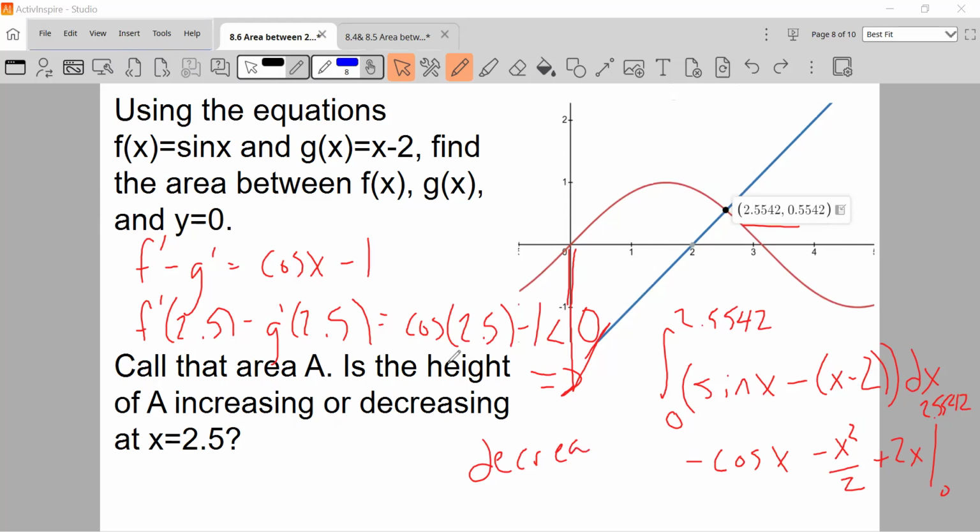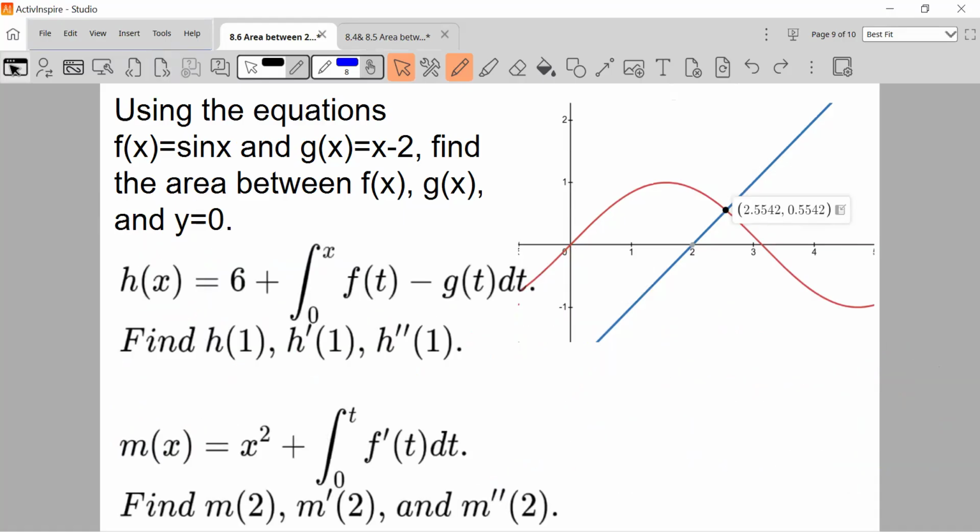I like on problems like this to actually look at the drawing and ask, does it look like it's getting smaller? And then use the math to back it up. Again, seeing that key phrase of increasing or decreasing. All right, let's get a little bit more weird. Okay, so now we have a function, h of x. h of x is equal to 6 plus this integral from 0 to x of f of t minus g of t dt.